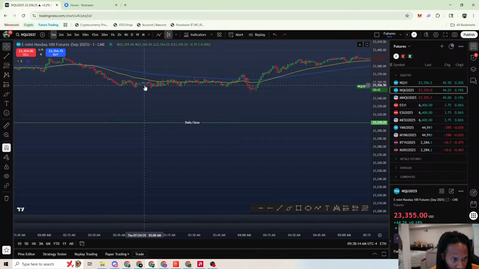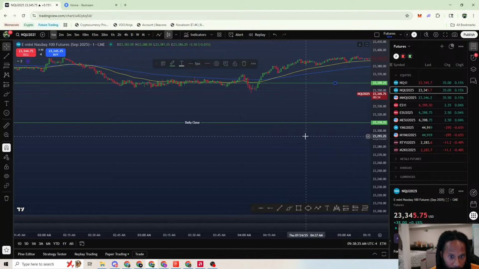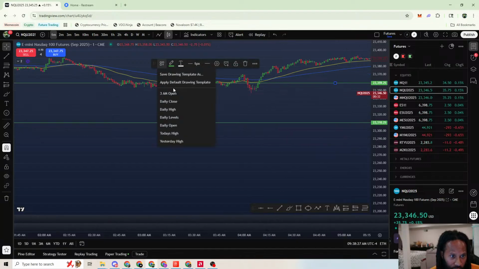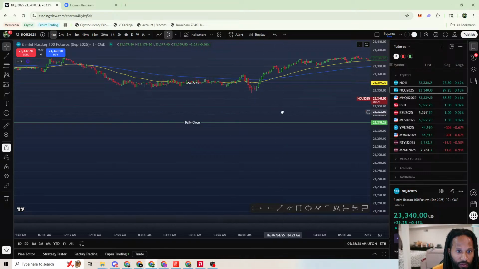Let's see if we can plot this and get in something. I think this is 3 a.m. Yeah, this is the 3 a.m. open right here. So I'm going to change that to 3 a.m. open. I like to put the date on here because I have dates from the previous 3 a.m. time limits as well. That's the 24th.